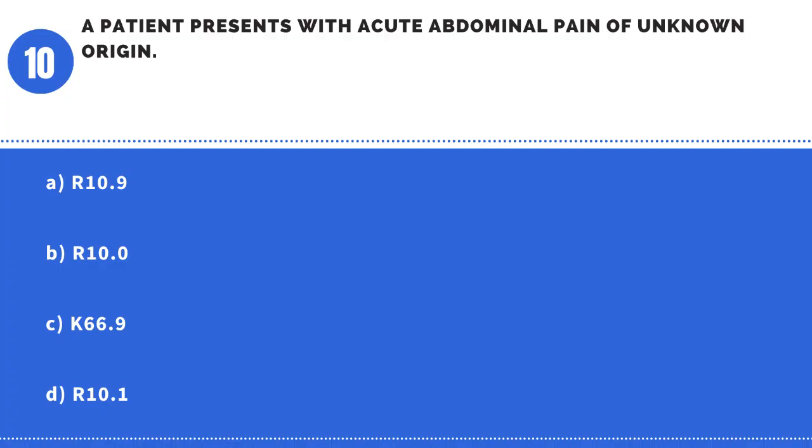Question 10. A patient presents with acute abdominal pain of unknown origin. A. R10.9. B. R10.0. C. K66.9. D. R10.1.